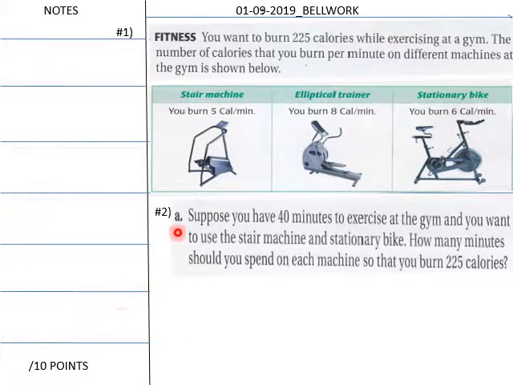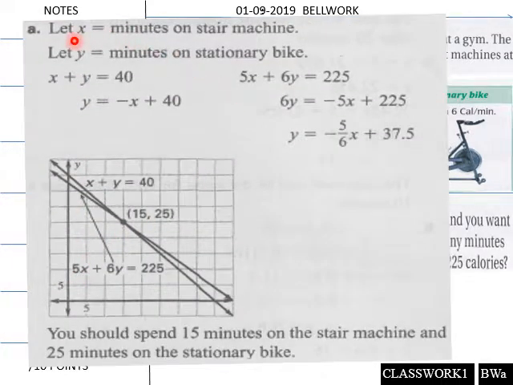Okay, welcome back. The solution to our bell work is upcoming here. This will be the solution to it. X on stair, Y on stationary. X plus Y equals 40, and then 5x plus 6y would equal 225. This would be our graph here for that. And then for our Y, it would be negative 5x plus 37.5.